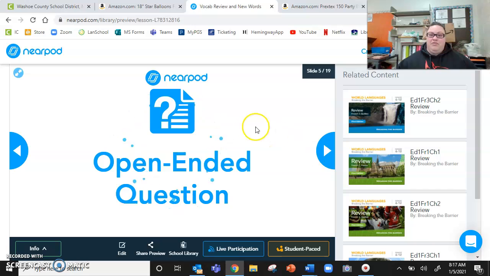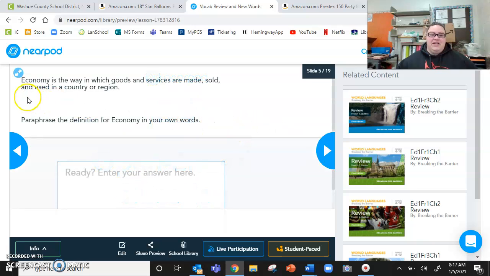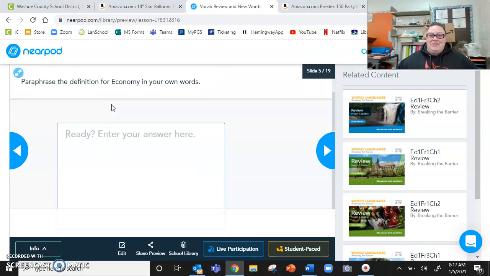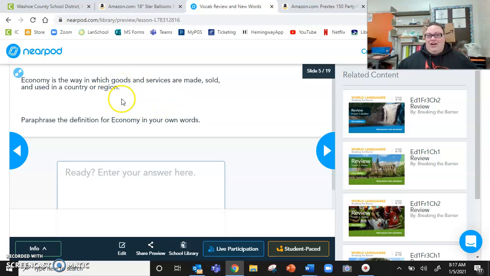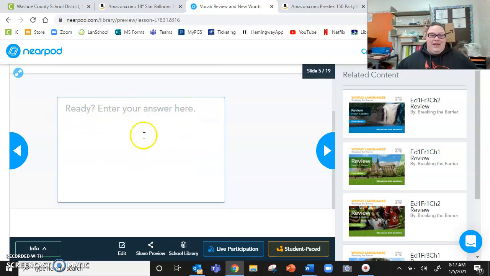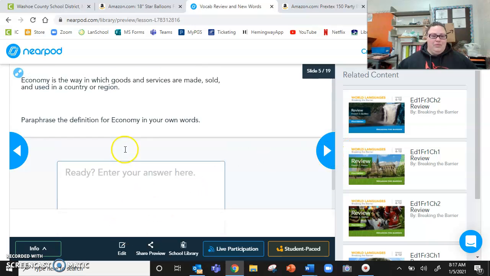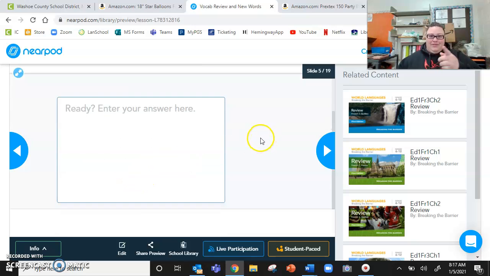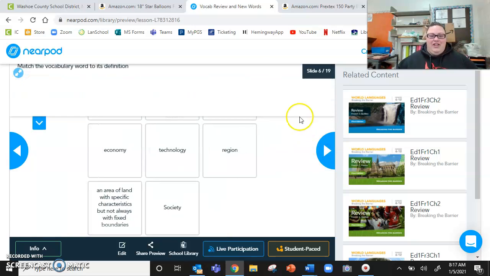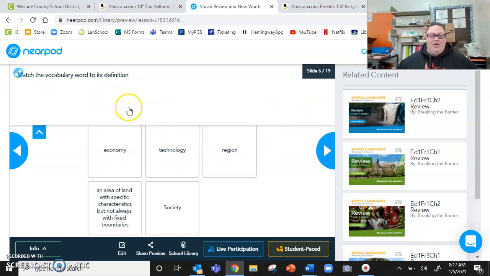And then go to our last review vocabulary word, which is economy. Economy is the way in which goods and services are made, sold, and used in a country or region. Remember, my wonderful human beings, money is not a good. It is a token of our economy, okay? So again, paraphrase it and then record if you so choose. Ooh, I need to fix that record option. Good call.